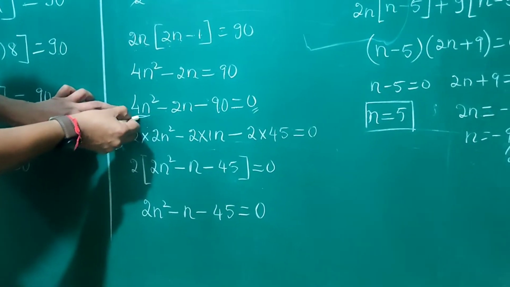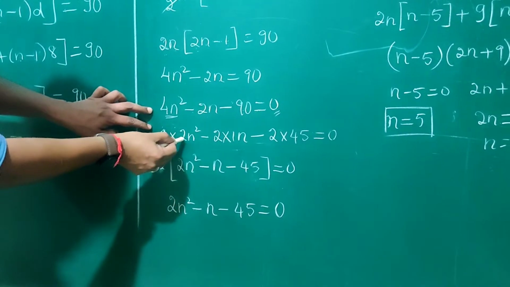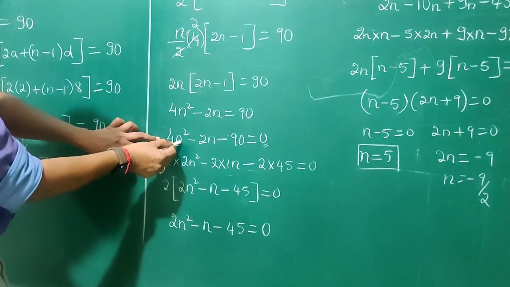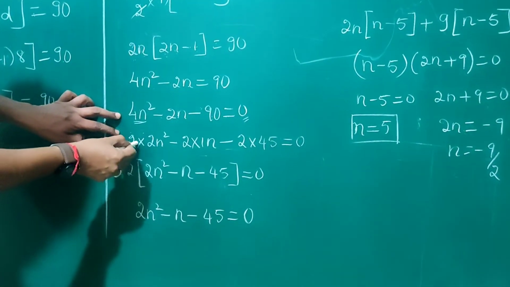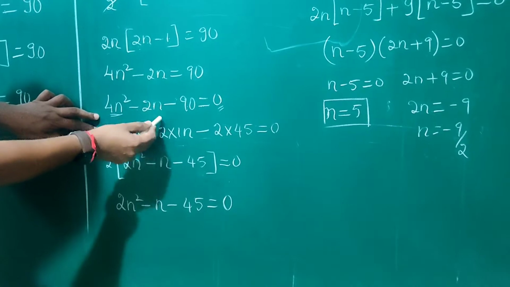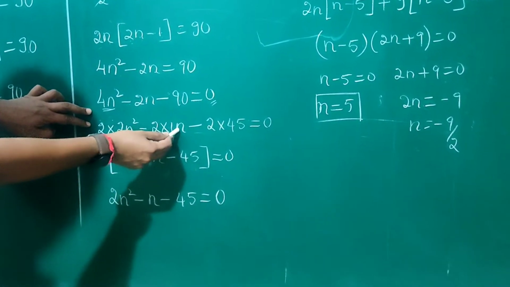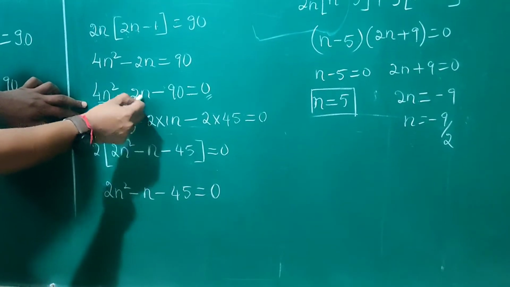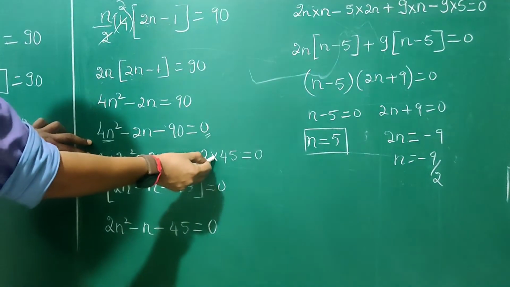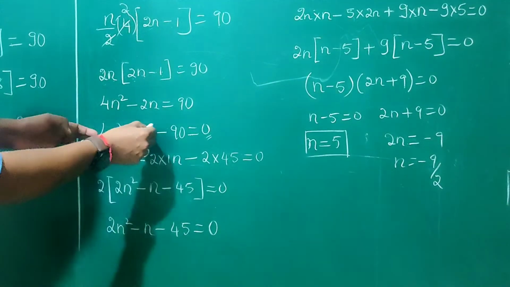This 4n square is written as 2 into 2n square. 2 into 2, 4n square. So 4n square is split into 2 into 2n square, and minus 2n is nothing but 2 into 1n, 2 into 1n. 2 1 times 2 itself. So this is split like this. 90 can be written as 2 into 45, because all are the factors of 2.